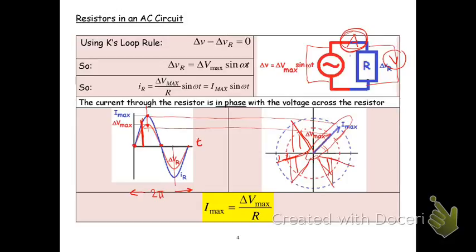I can develop this relationship, which I'm familiar with. The current at any instant is equal to the voltage at any instant divided by the resistance. Resistance is constant. Or the maximum current equals the maximum voltage divided by the resistance. It doesn't matter, maximum or not.